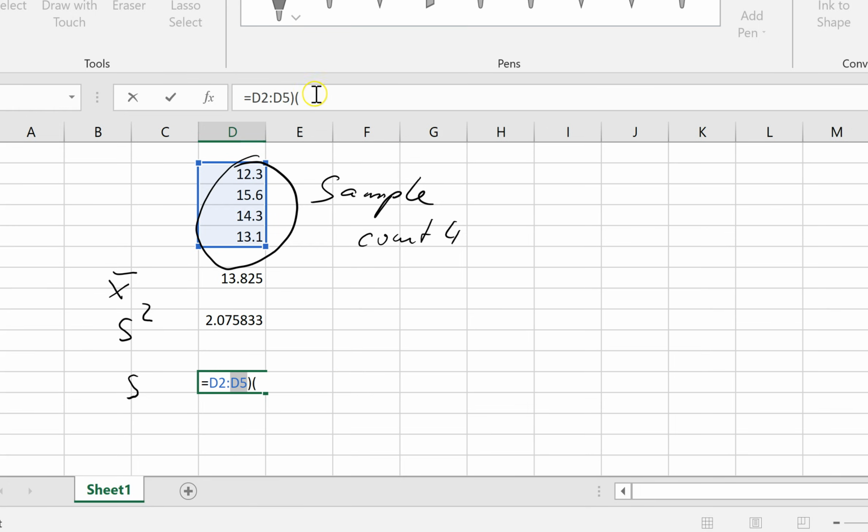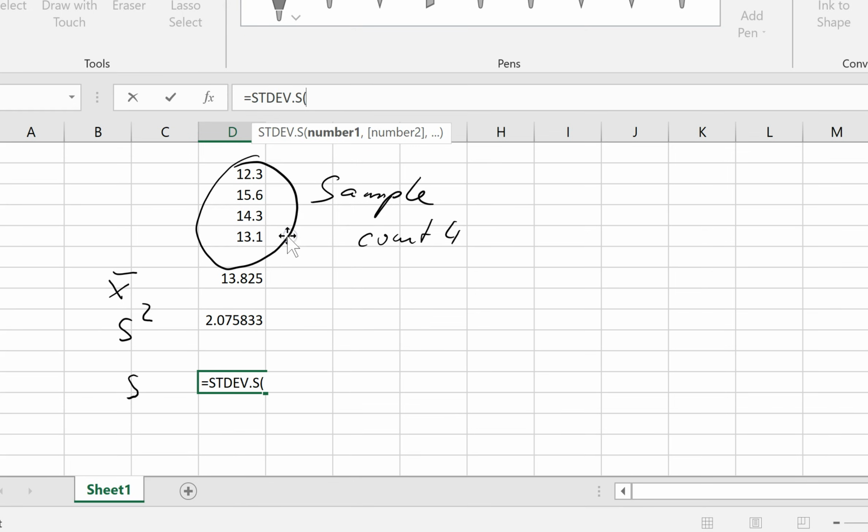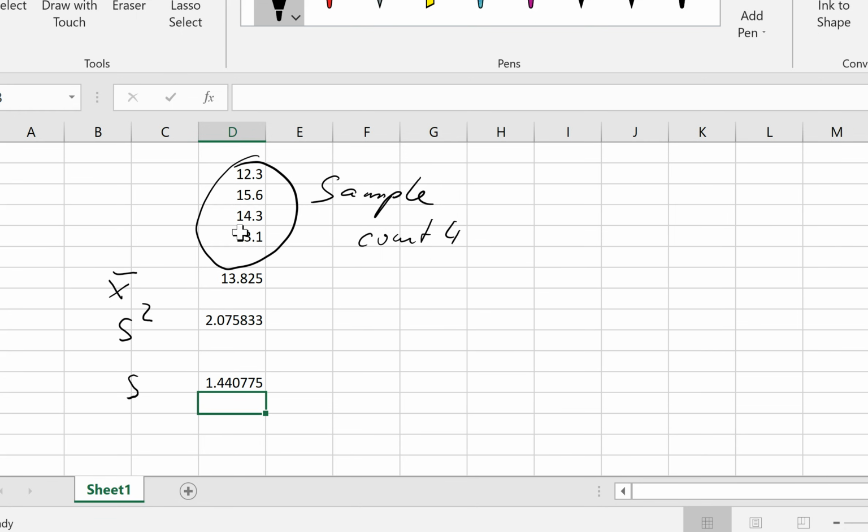So what have we got? Oh dear. Equals standard deviation. This one here, just simply a typo. And closed. So that is our standard deviation. And now we have got almost everything that we need.